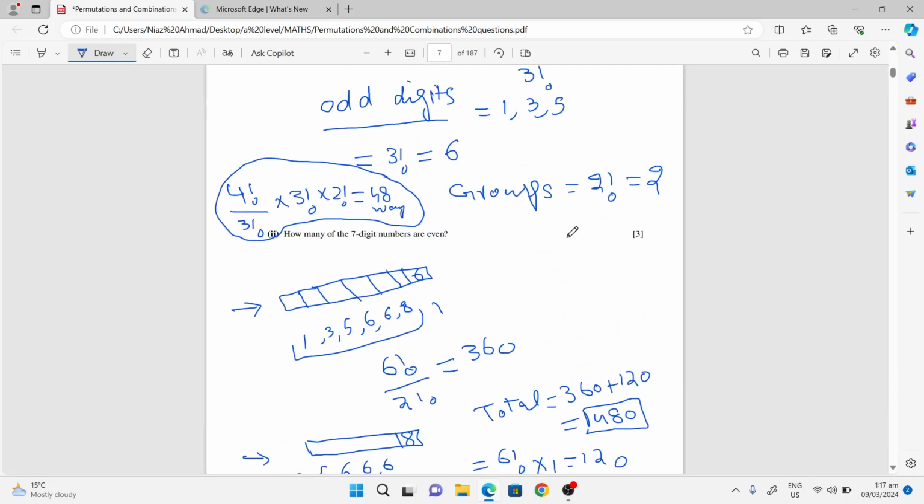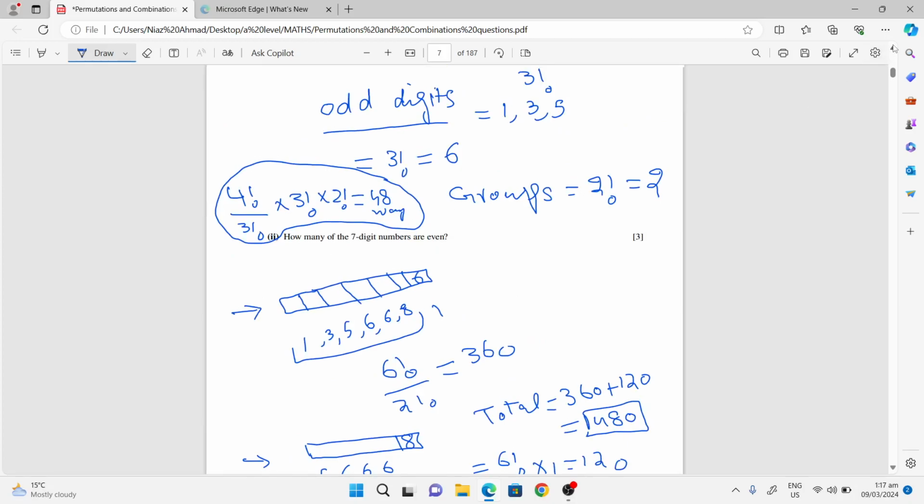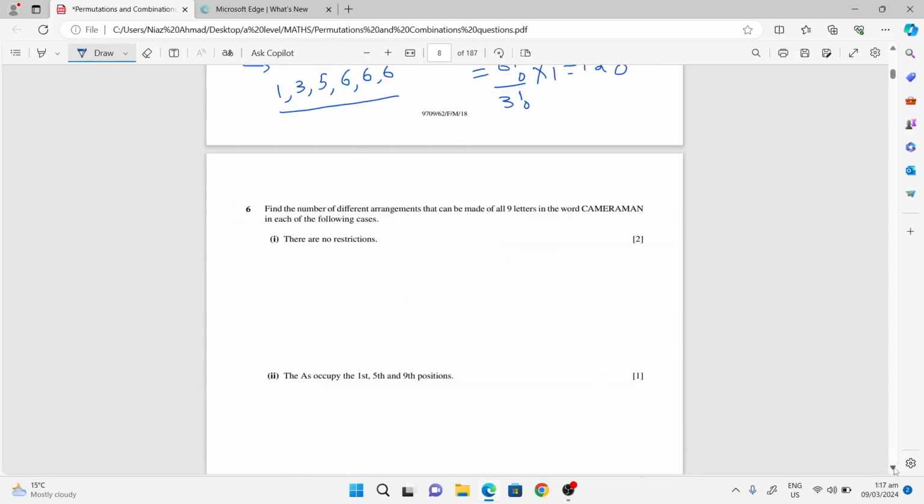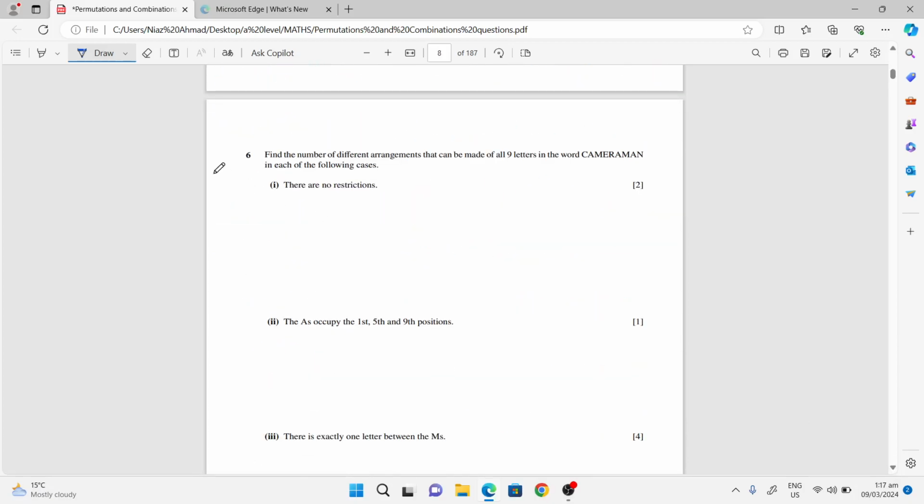We can arrange how many of the 7 digit numbers are even, and the digits 1, 3, 5, 6, 6, 8 can be arranged to form many different 7 digit numbers. So dear students, moving to the next one.